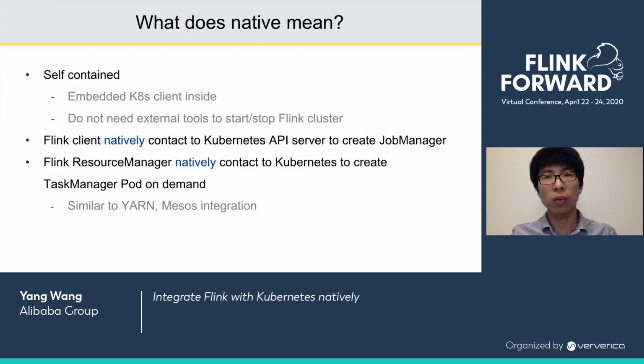Second, the Flink client will contact the Kubernetes API server directly to create a job manager. The configuration located on the client side will be shipped to the job manager pod, also the log4j and Hadoop configuration files. And third, the Flink Resource Manager will talk to the Kubernetes API server to allocate and release TaskManagers dynamically on demand.